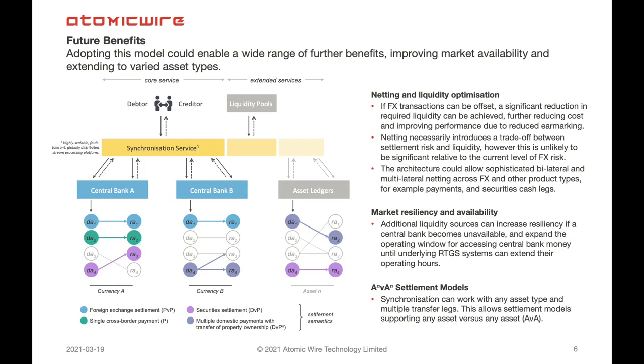Synchronization is only a first step. Access to commercial bank liquidity pools would extend central bank processing hours and add resiliency. Multilateral netting would optimize liquidity and reduce earmarking. Synchronization could be extended across other asset types, such as securities or digital assets.